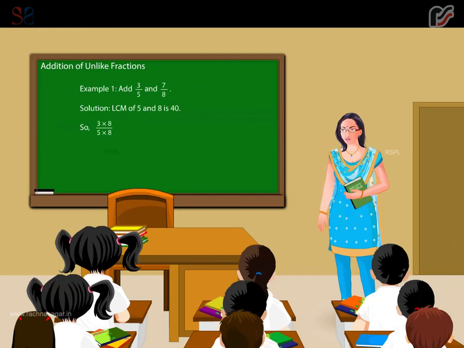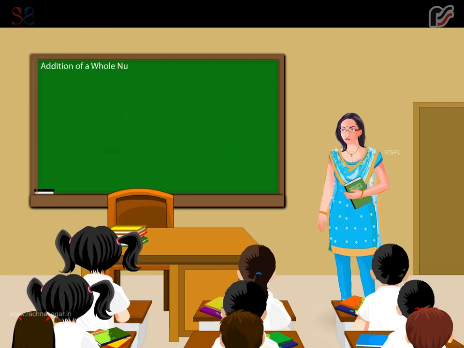So 3 multiplied by 8 whole divided by 5 multiplied by 8 is equal to 24 by 40, and 7 multiplied by 5 whole divided by 8 multiplied by 5 is equal to 35 by 40. Therefore, 24 by 40 plus 35 by 40 is equal to (24 plus 35) divided by 40, which is equal to 59 by 40, which is equal to 1, 19 by 40.